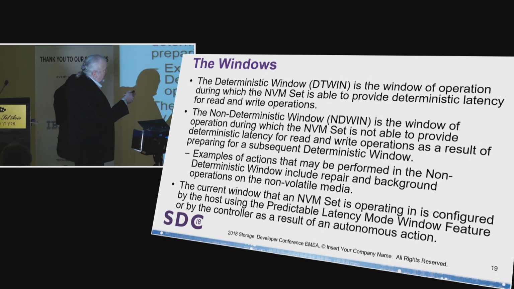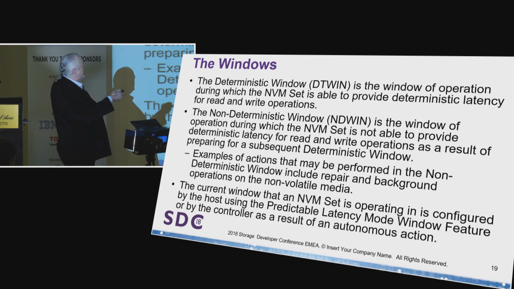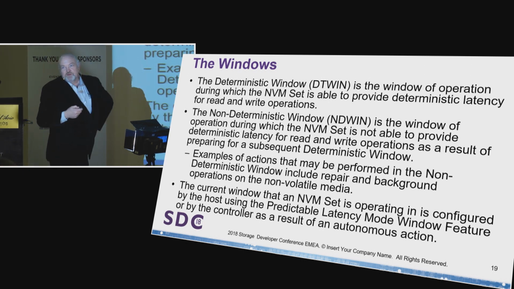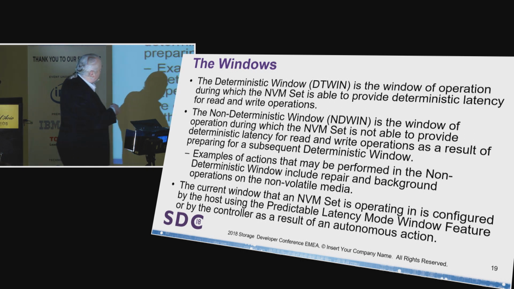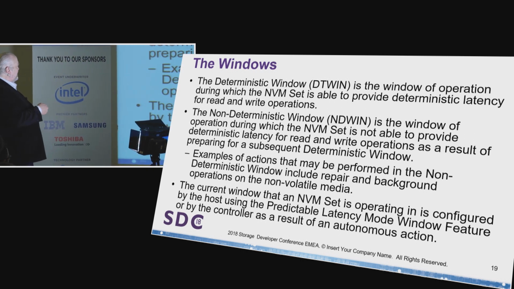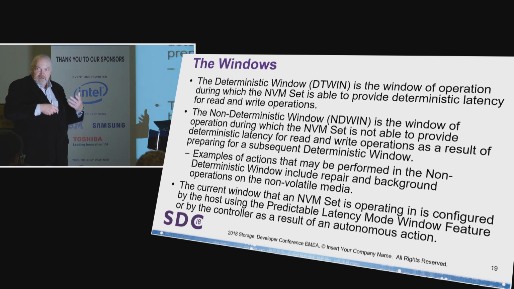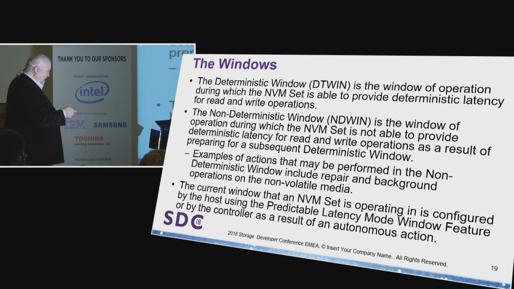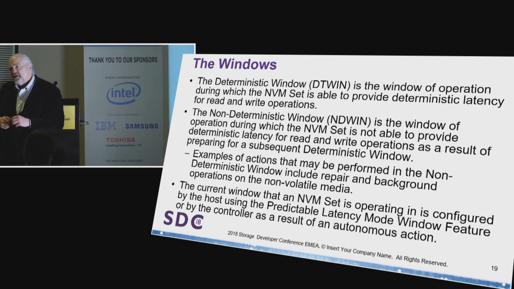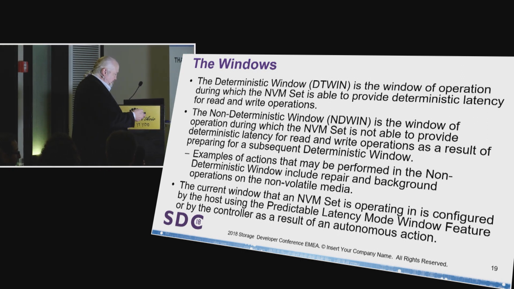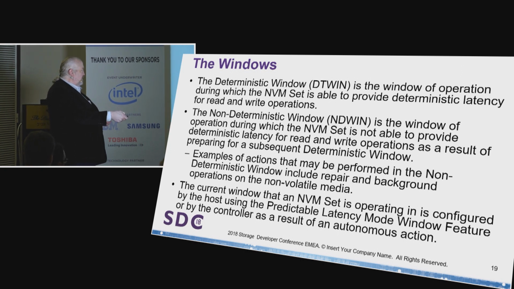So the deterministic window is a window of operation during which the NVM set is able to provide deterministic latency for read and perhaps a few write operations. Not much, right? The non-deterministic window is a window of operation during which the NVM set is not able to provide deterministic latency for read and write operations as a result of preparing for a subsequent deterministic window. In other words, working off my queue. Some examples include repair and background operations. We didn't really want to get too specific in the actual specification. And so you configure which window you're in with the predictable latency mode window feature.